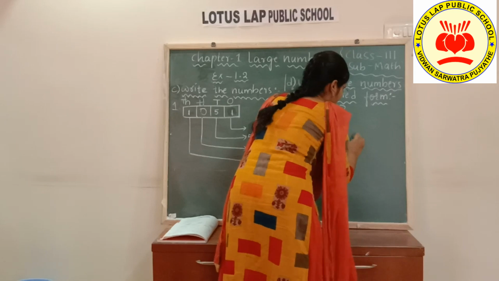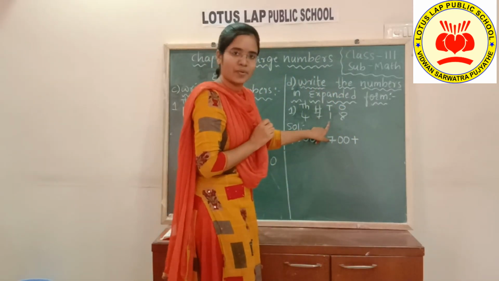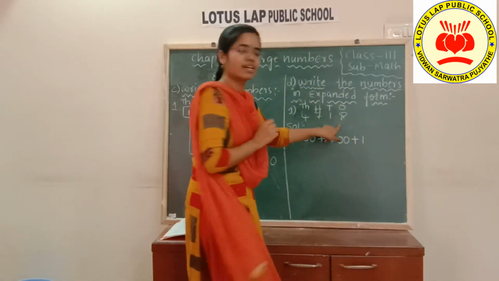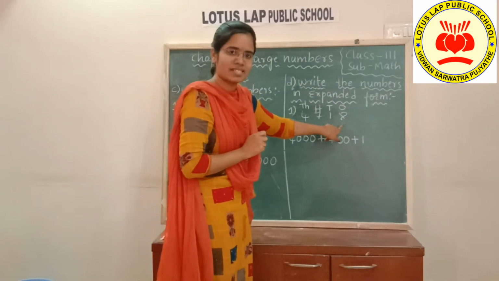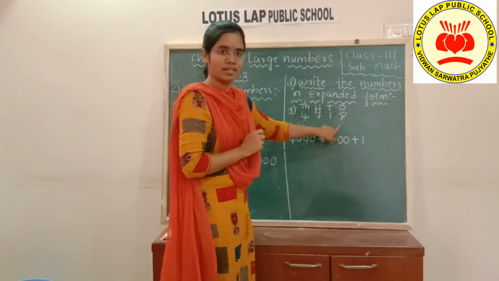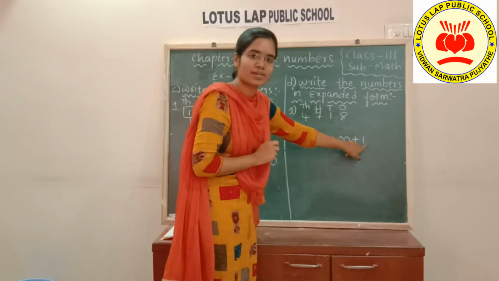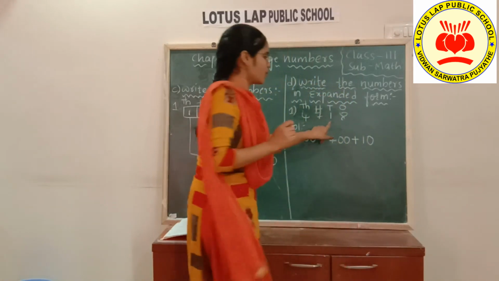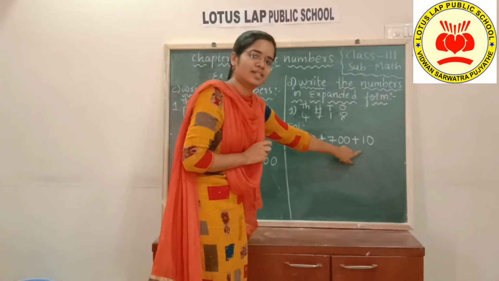Okay, next number is 1. After 1, how many digits are there? 1 digit is there. So we need to put how many zeros? 1 zero. Yes, 1 is in the tens place. So it becomes 10.